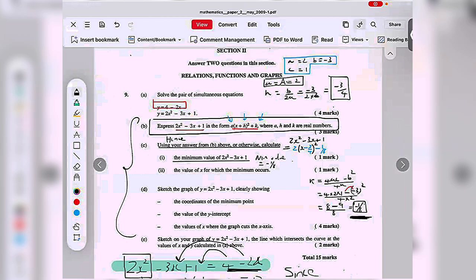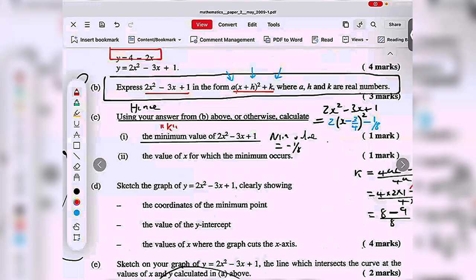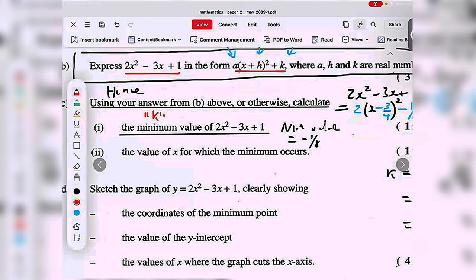And the minimum value is, put it in red, K. Minimum value is K. All right, good. All right, next one says now the value of X for which the minimum occurs. So this is what we refer to as the turning point now. So whenever the minimum or the maximum occurs, this is what we refer to as the turning point.